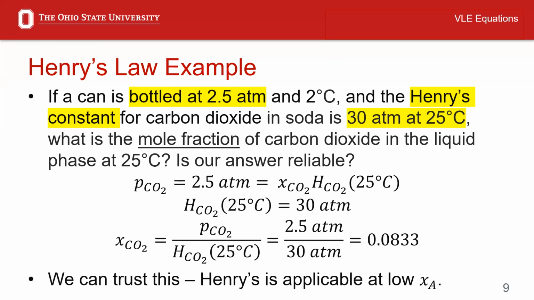With that information, we now know that the partial pressure of CO2 is 2.5 atm, which is equal to the liquid mole fraction of CO2 times the Henry's constant, which we deduced is 30 atm at 25 degrees Celsius. That's all information we were able to get from the problem statement. Now we just rearrange the equation in that first line to solve for xCO2, and we end up with a liquid mole fraction of 0.0833. That's dimensionless because it's a mole fraction.